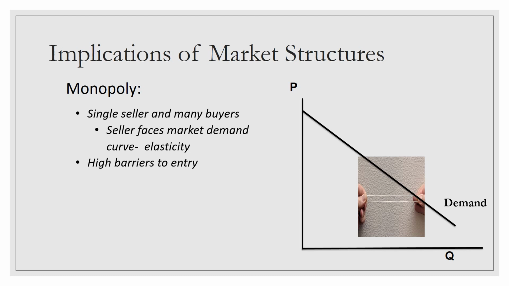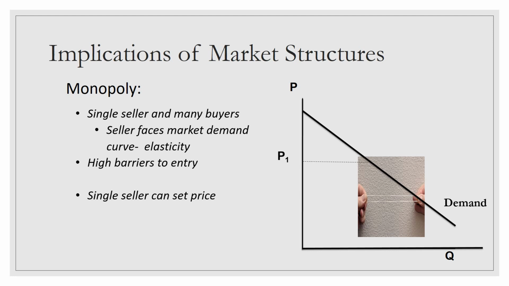And remember, we talked about what some of the sources of market power are. There may be some patents around, or control over strategic resources, that keep other firms from being able to enter and also supply the good in this marketplace. The single seller can therefore set the price.